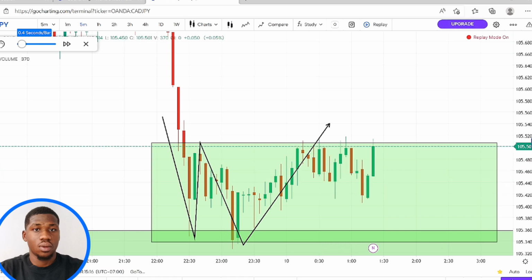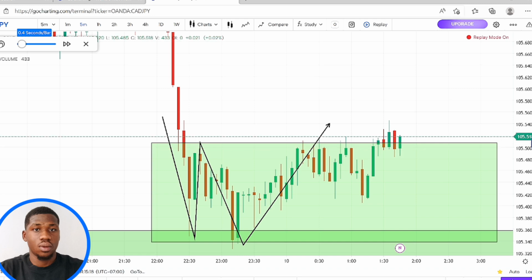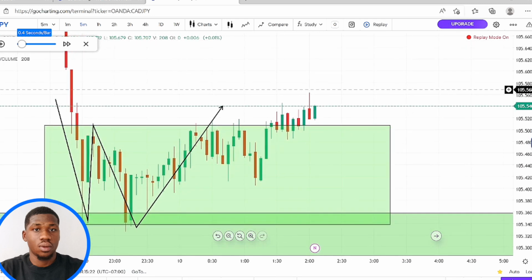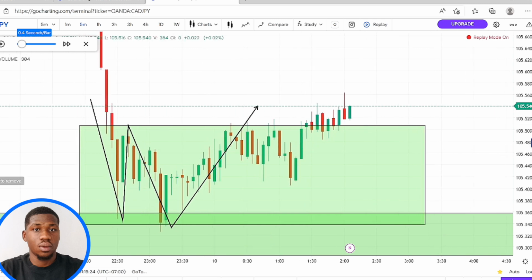You can see price is just rejecting, right? Price is just rejecting. So guys, at this point, this is not yet a break, right? I'm showing you guys this for free. This is not yet, guys.